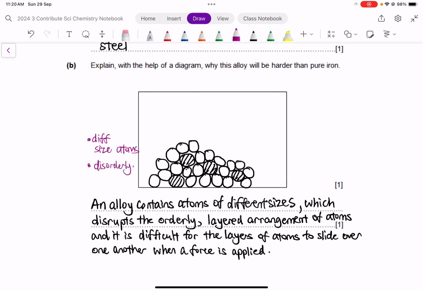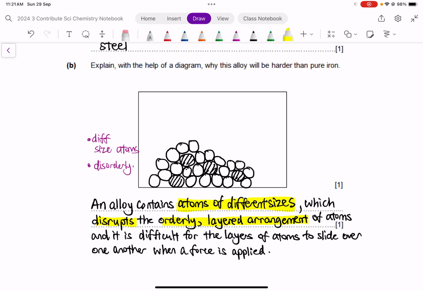So now in the explanation, we have to mention that an alloy like steel contains atoms of different sizes. This is because steel, an alloy, is a mixture of iron and carbon, so these atoms will have different sizes. When there are atoms of different sizes, it will disrupt the orderly layered arrangement of the atoms.